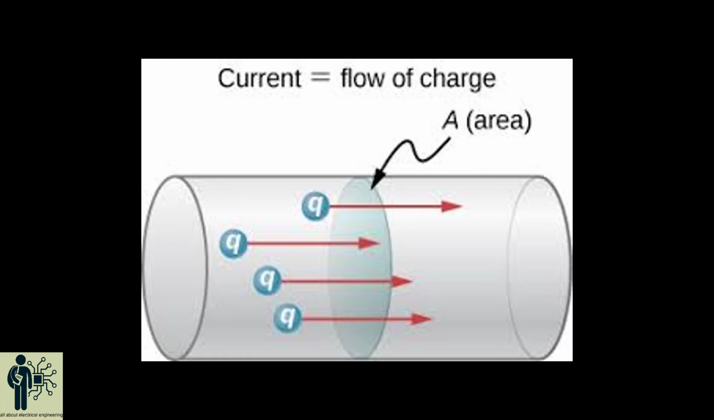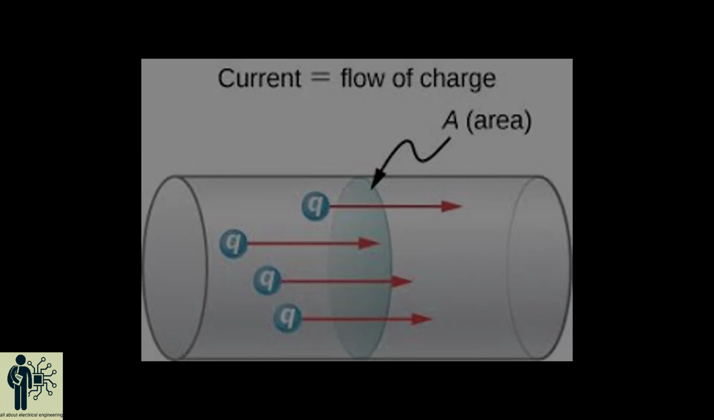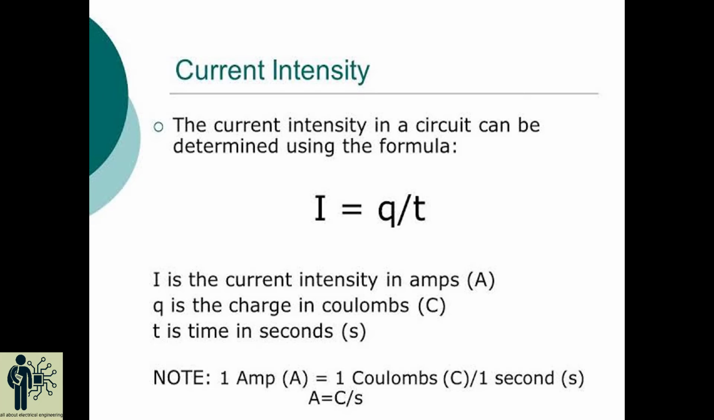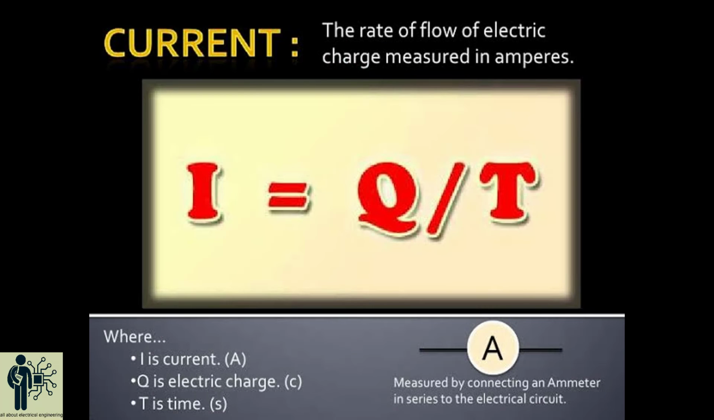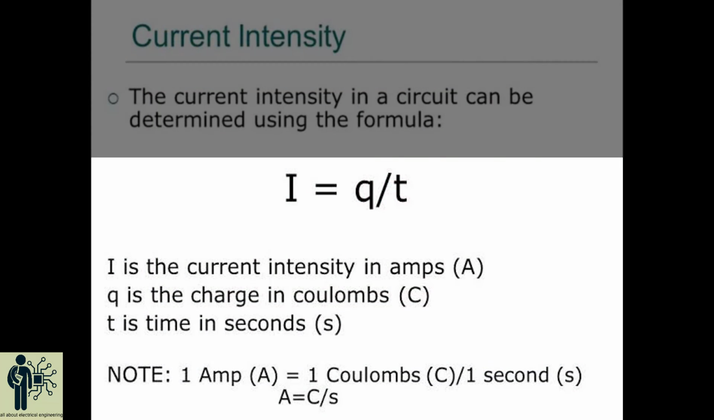If Q is the charge flowing through any cross section of conductor in time t, then electrical current, that is denoted by capital I, is equal to Q by t. The SI unit of electrical current is ampere. If the charge is 1 coulomb and time is 1 second, then I = 1 coulomb / 1 second = 1 ampere.